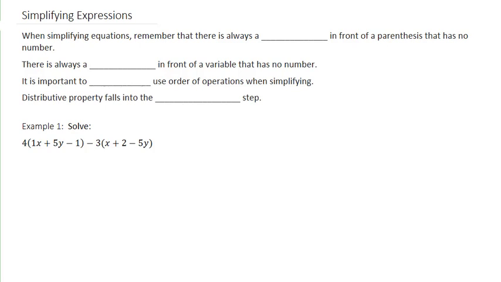Simplifying expressions. When simplifying equations, remember that there is always a 1 in front of parentheses that has no number. And there's always a 1 in front of a variable that has no number. It is important to always use order of operations when simplifying. And lastly, distributive property falls into the multiplication step.